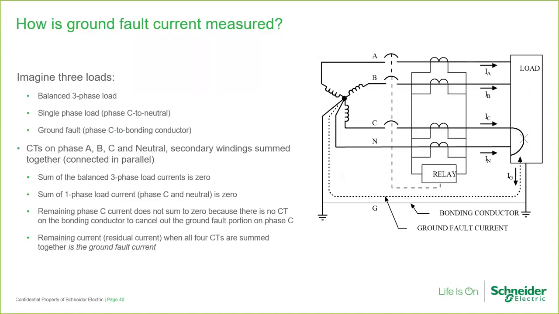We know that the sum of the balanced 3-phase loads between these CTs will be 0. We know that the sum of the single phase load between phase C and the neutral will be 0. The remaining phase C current does not sum to 0 because there's no CT on the bonding conductor to cancel out the ground fault current on phase C. The remaining current, or residual current, when the secondary windings of all 4 CTs are summed together in parallel, is the ground fault current.